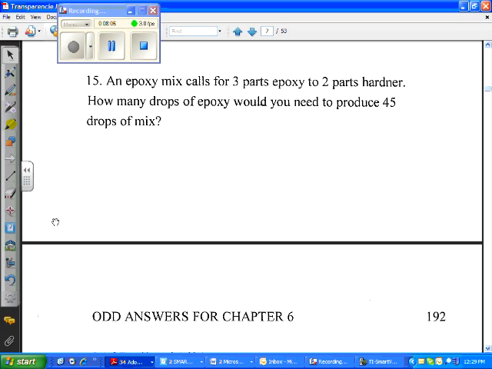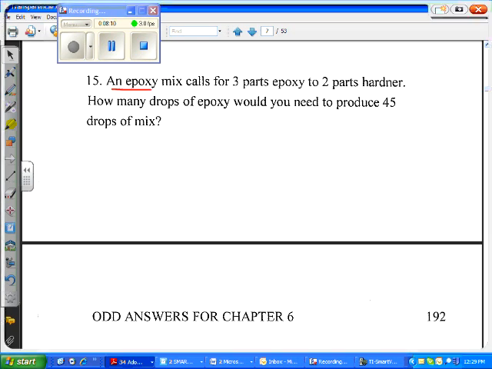An epoxy mix calls for 3 parts epoxy to 2 parts hardener. This to that. What is that? Well, we should recognize it as a ratio, and it's giving us that information. And so if our mind goes back to ratios and proportions on page 51 for ratios, page 52 for proportions, then we realize that this is what we've called the statement ratio.